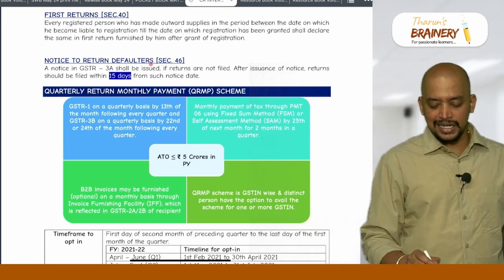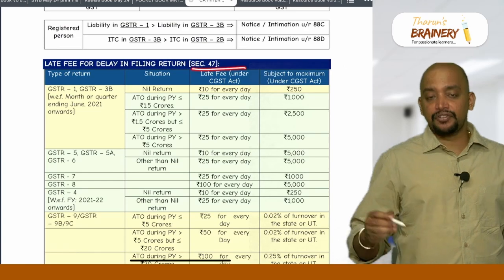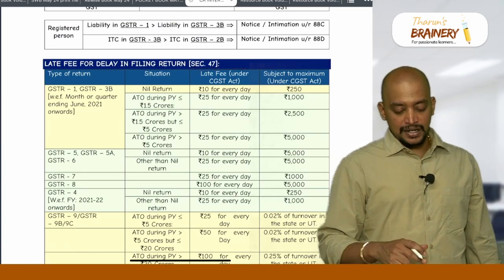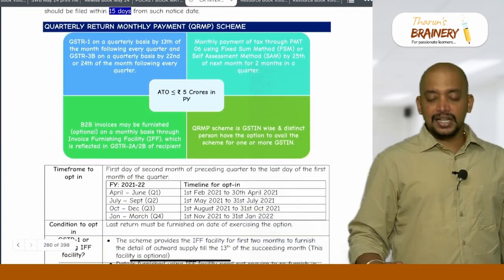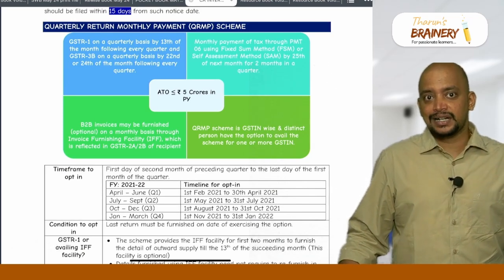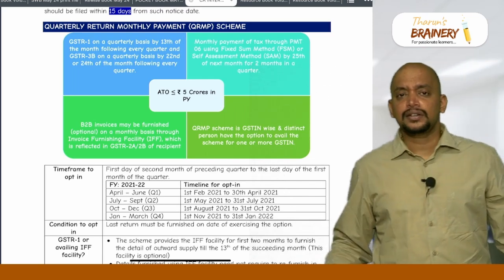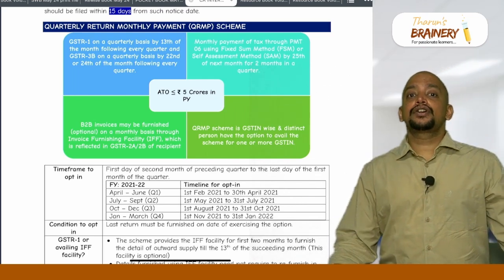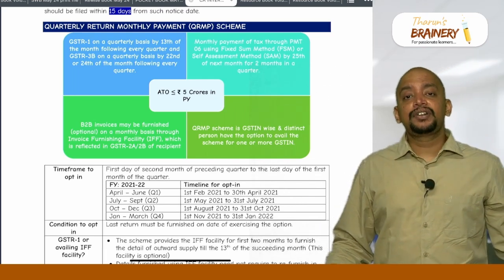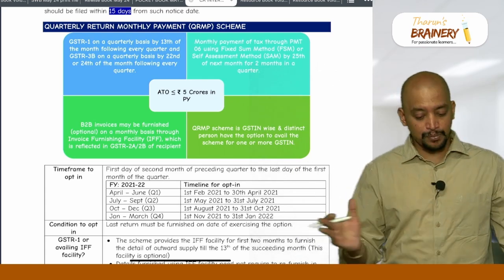That is section 46. Then section 47 is late fee for delay in filing returns. Section 48 we have also seen, that is GST practitioner. 49 is ledgers. 50 is interest on account of delay in payment of tax. 51 and 52 are TDS and TCS. Okay, those sections we have completed.